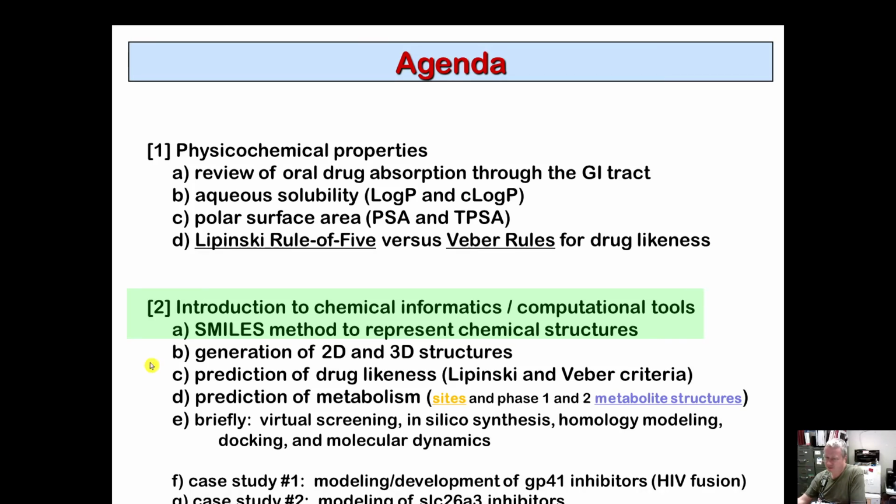All right, so we're kind of moving out of the physicochemical properties section where we talked about like C log P and TPSA and stuff, Lipinski rules, Weber rules, and moving into computer tools that help us not only determine those parameters, but also determine drug likeness and other things that we'll get to.